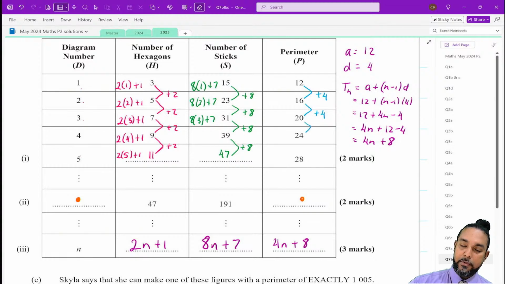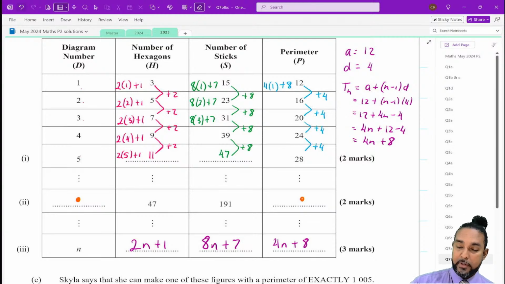From 20 to 24, that's an increase of 4. So we see the same value appearing over and over. What we do is we use this value in conjunction with the diagram number. We multiply 4, which is the increase, by 1. That's 4. And we ask, how much do I have to add to 4 to get to 12? And the answer is 8.